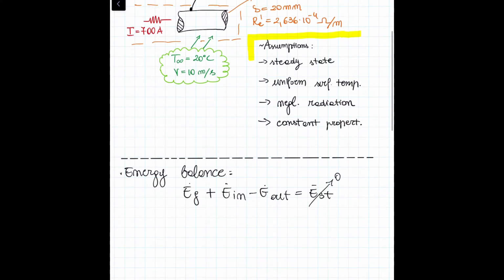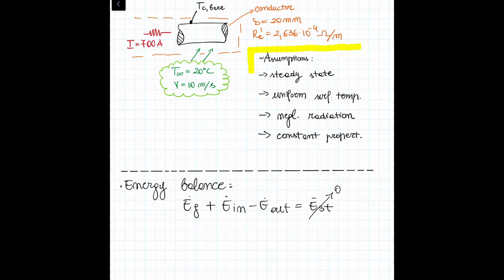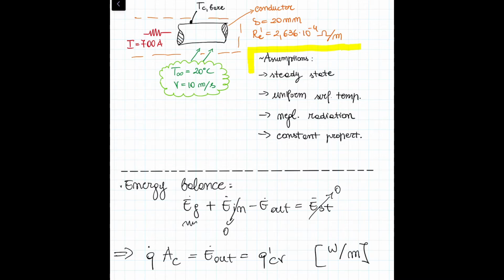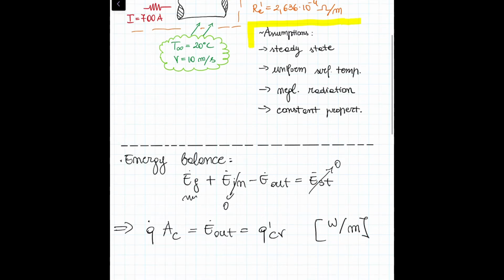And now please pay attention to this. Since I've drawn the CV just around the conductor, the current carried by the conductor is actually going to contribute to the generation term. So the energy going in is going to be 0. We can therefore rewrite that Q dot, which is the generation term of the current, times the cross-sectional area, is equal to energy out, which is equal to q prime due to convection. Now, please pay attention. We're going to look at watts over meters, since we don't know the length of the conductor and it's not given to us, so we can work per meter length.